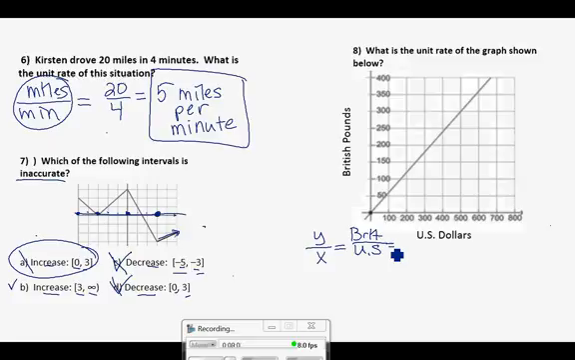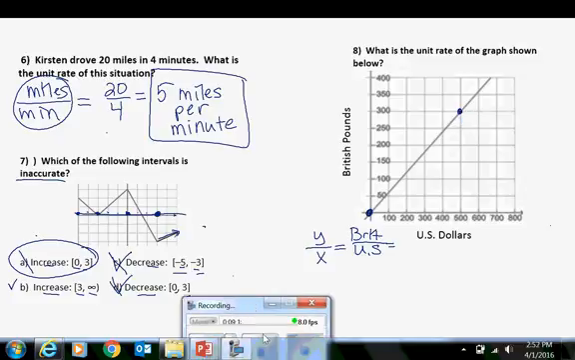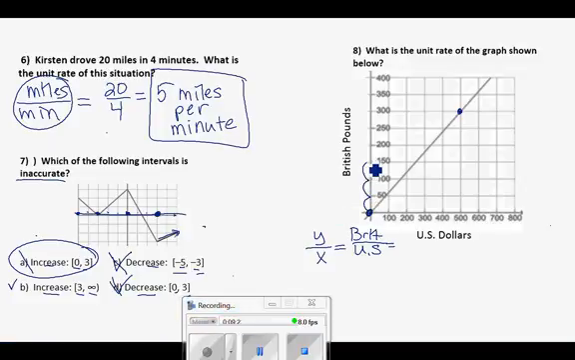So let's find this point. And then the next one, I'm going to go up the line, and I'm going to stop here. We're going to find the slope because that's what unit rate is. I'm going to go up because we have to do the y, or the British money, first. Every bubble mark is worth 50. So if I go 1, 2, 3, 4, 5, 6, that's going to give me 300 as our numerator.